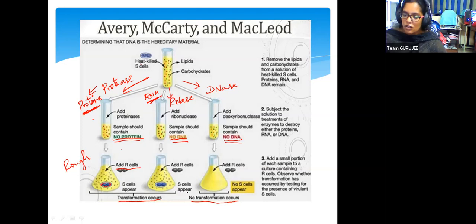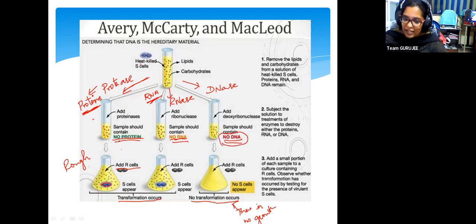So after this experiment, the three scientists concluded that there was no growth in the last test tube, which has no DNA.